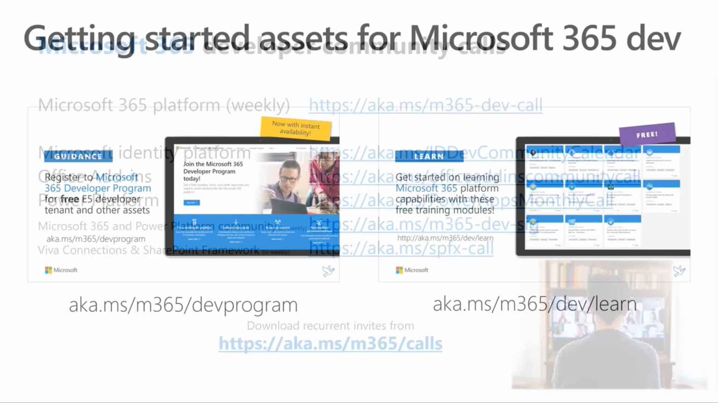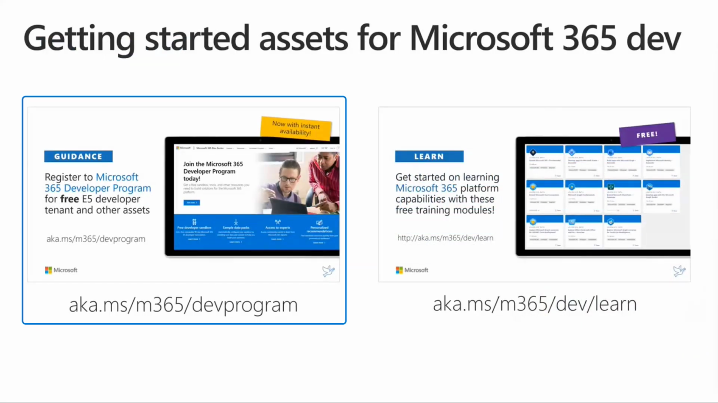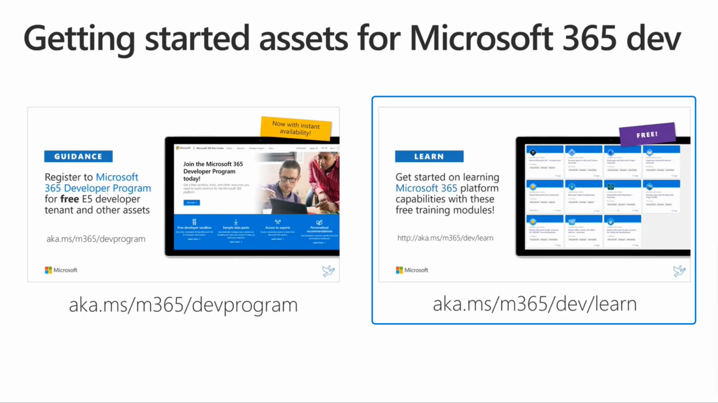Now, we do provide you getting started assets for Microsoft 365. aka.ms/m365devprogram is the number one asset to get started. So register to that program and you will get a free E5 developer tenant. E5 means that the tenant has a lot of capabilities and options for you to get started. So it's not just a basic tenant, it actually has advanced scenarios on it, which is really, really cool. And then we also have the Microsoft Learn learning modules available at aka.ms/m365devlearn.